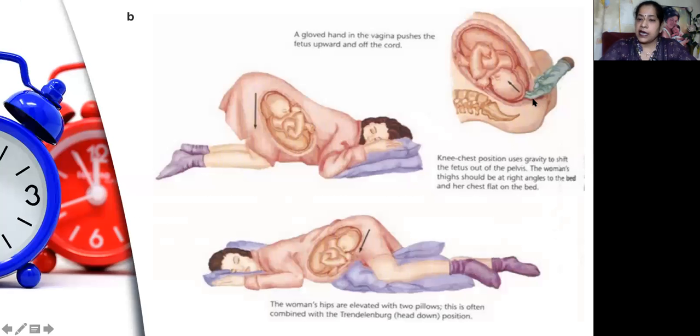So in this case, our fingers are put, the fetal head is elevated so that pressure on the cord is relieved. In the meantime, urgent delivery is to be done.